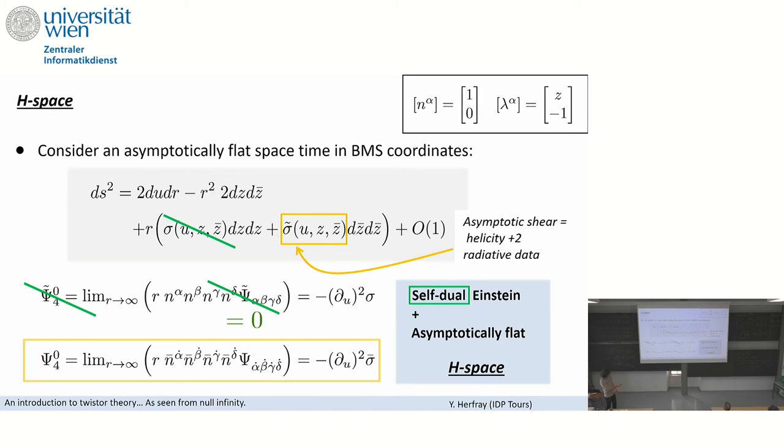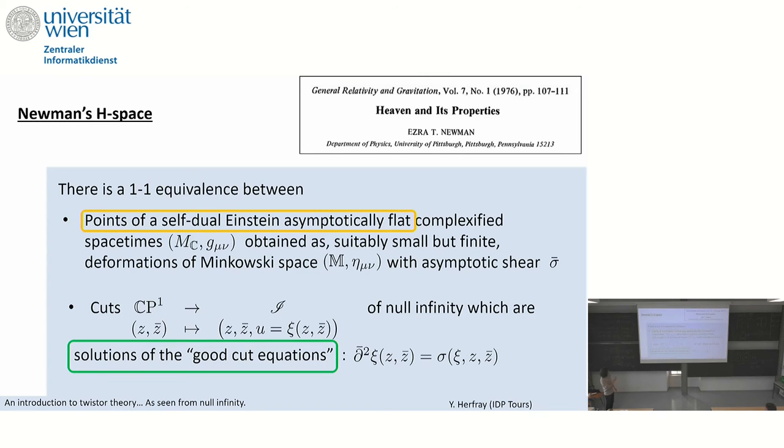And that's what I want. That's what we call H-space: a spacetime which is self-dual, Einstein, and asymptotically flat. It's a specific class that sits inside Einstein's equation, inside the nonlinear graviton theorem. These are spacetimes which are asymptotically flat plus self-dual Einstein. Why am I talking about this?